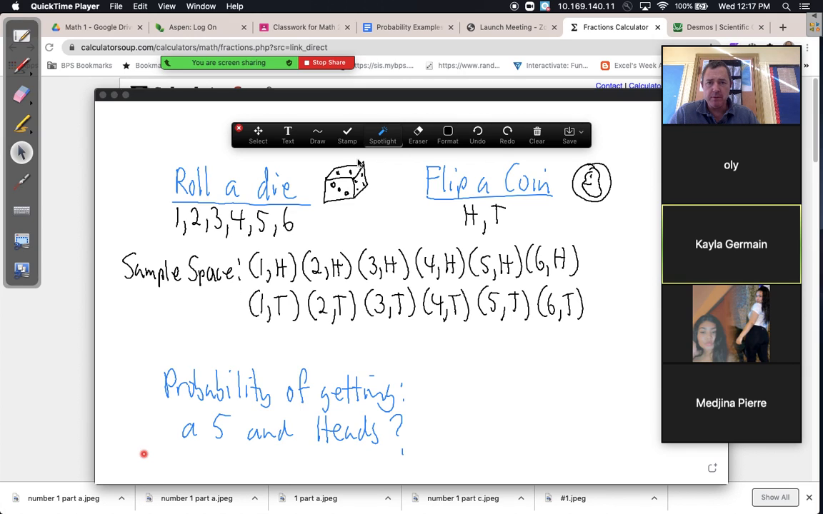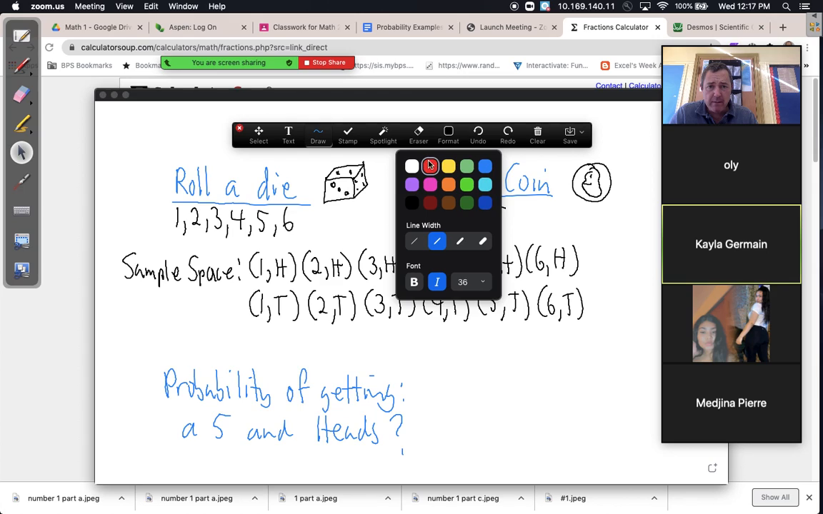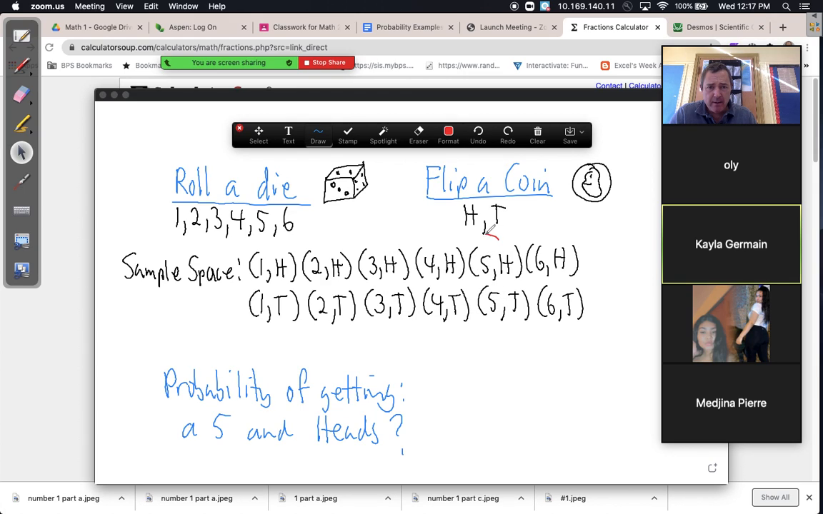Possible outcomes, right, in my sample space. There's 12 possible outcomes. One in heads, one in tails. Two in heads, two in tails. I want to know what's the probability of getting a 5 and a heads. Well, if I look at all the possible things that could happen, that can happen one time out of 12. So my probability of getting a 5 and a heads is 1 out of every 12 times.